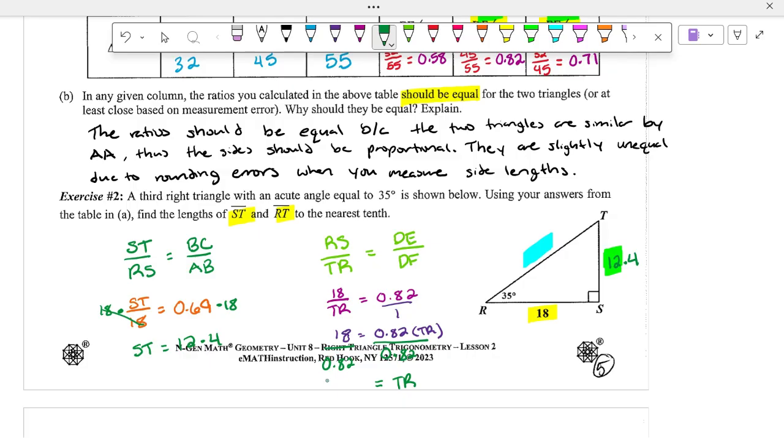21.95, so let's call that about 22 if we round it. So 22.0. Now, the question is, what happens if we don't have a similar triangle to reference? We found these sides using similar triangles like we did on Monday. But what happens when we don't have another triangle to reference that's similar to the other?